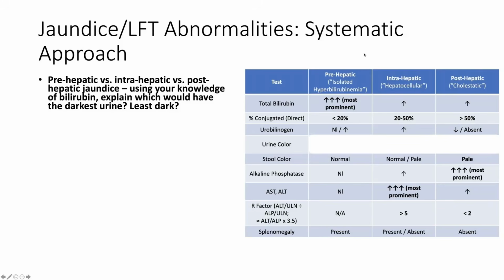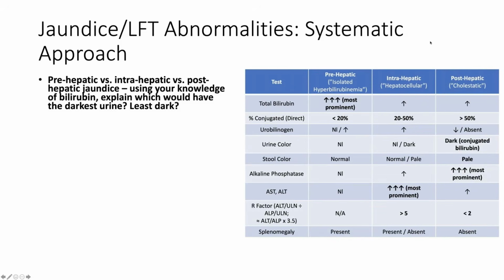So we look at the solubility or the polarity of the molecules. Direct bilirubin is polar, therefore it's not bound to albumin, it's freely filtered, it'll end up in urine, and the urine will be dark. Unconjugated or indirect is non-polar, it's bound to albumin, not freely filtered, it won't darken the urine. Yeah, exactly. So in other words, the post-hepatic is going to have the darkest urine.